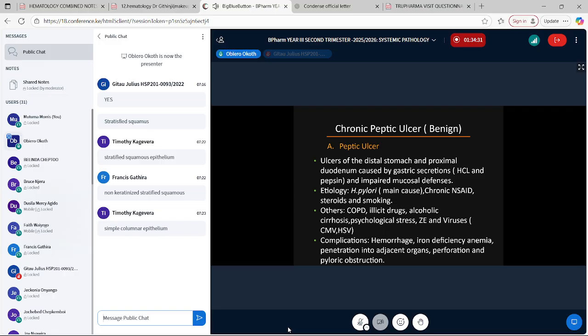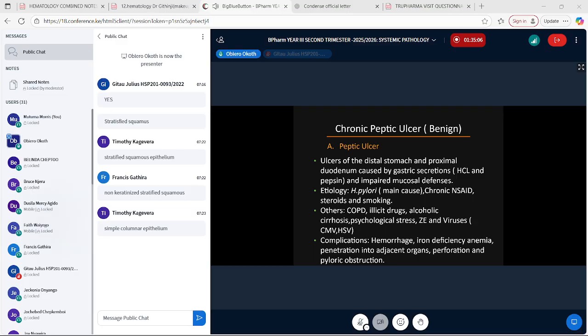I'm saying mainly. But for the etiology, H. pylori is still the main cause, then chronic NSAIDs, steroids, and also smoking. But even COPD, illicit drugs like cocaine, alcoholic cirrhosis, and stress, which increases the stress hormones, the catecholamines and glucocorticoids. All this will increase vasomotor tone, and this will decrease blood flow. Zollinger-Ellison, and even viruses, CMV and HSV, can damage epithelial cells.